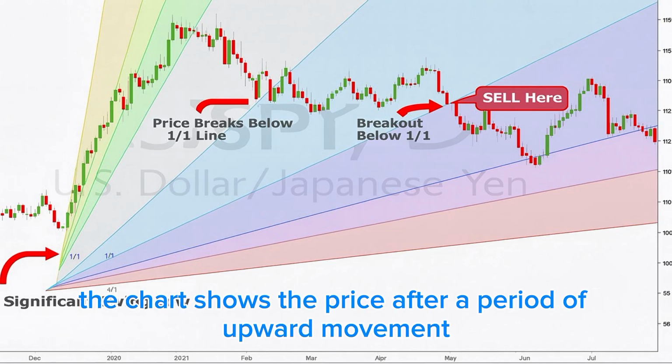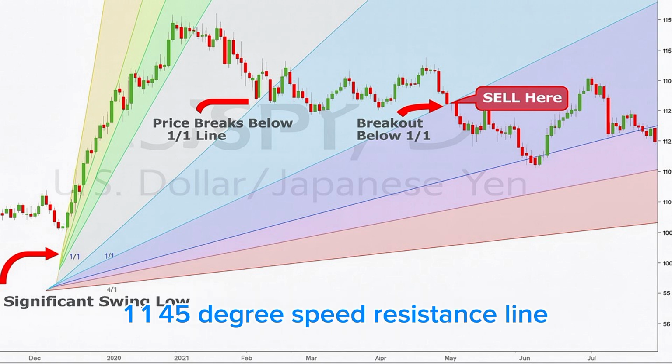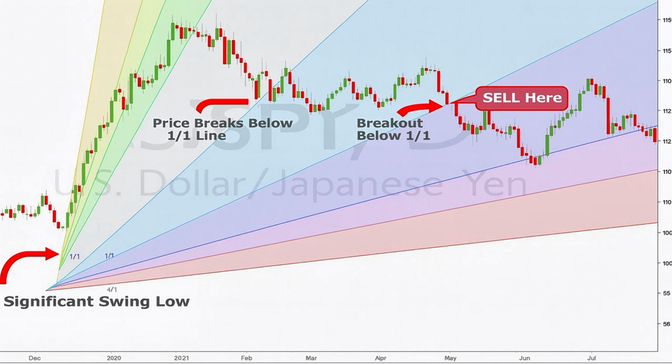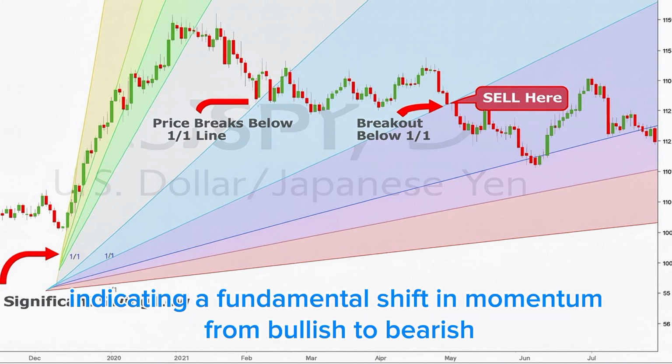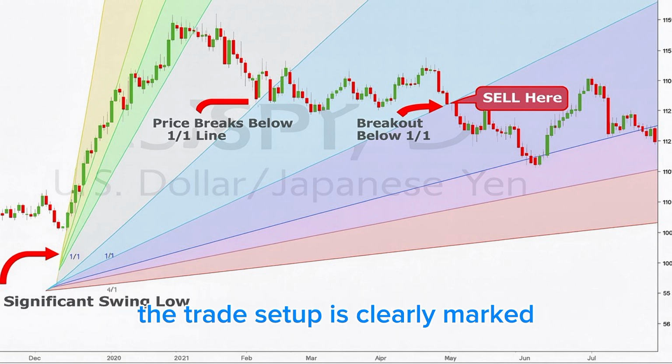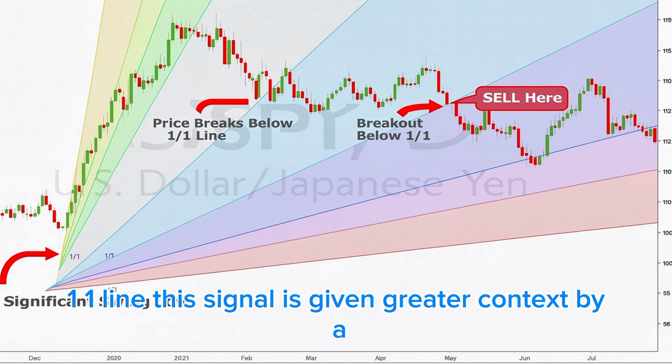The chart shows the price, after a period of upward movement, decisively breaking below the primary 1x1 45-degree speed resistance line. This breakout is a key technical event, indicating a fundamental shift in momentum from bullish to bearish. The trade setup is clearly marked. A sell entry is placed following this breakdown below the 1x1 line.